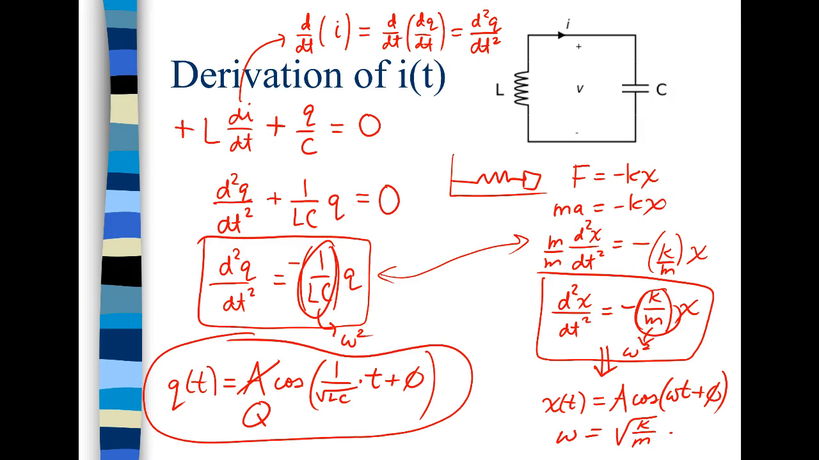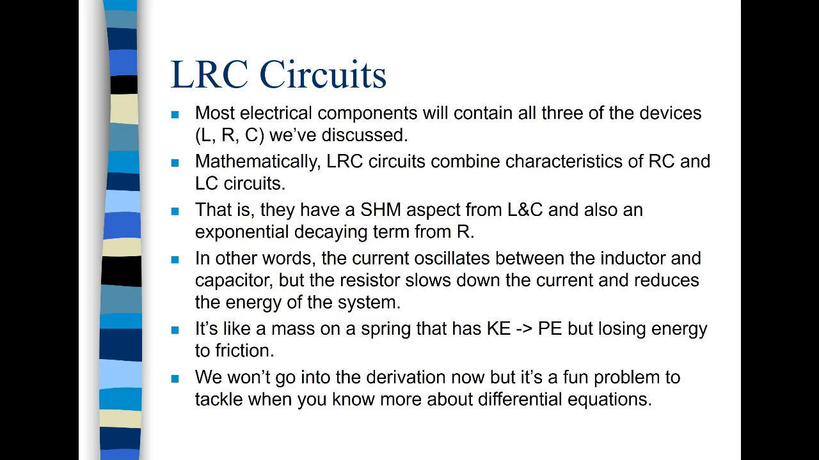Now let's take a little time to discuss LRC circuits. Most components that you see on a regular basis will have all three of these devices. Mathematically, they combine characteristics of both RC and LC circuits. From LC circuits, they have a simple harmonic motion aspect, that the energy and the charge is bouncing back and forth. But because of the resistor, there's an exponential decaying term. The resistor is taking that energy and converting it into other forms.